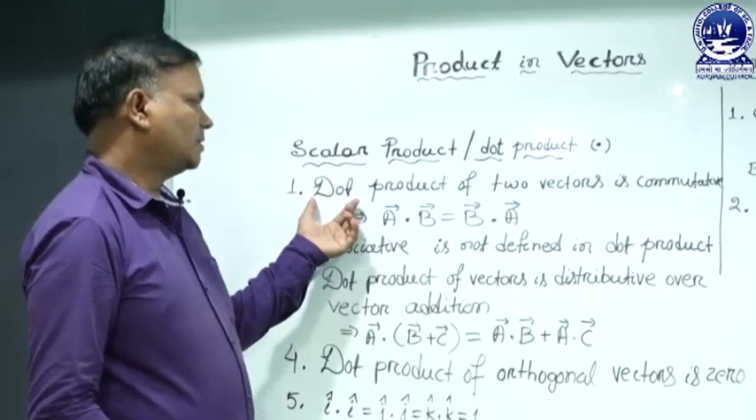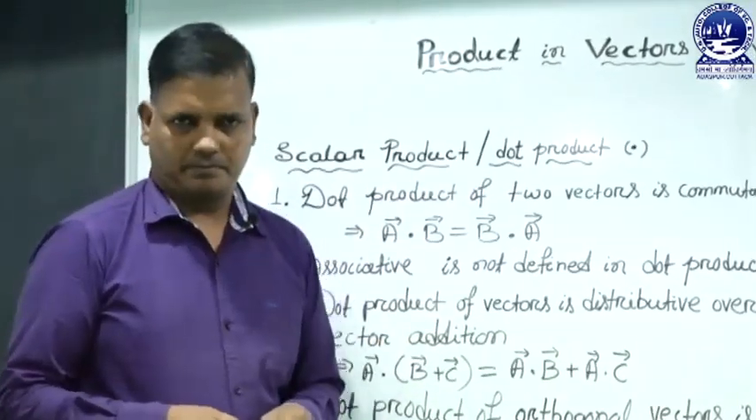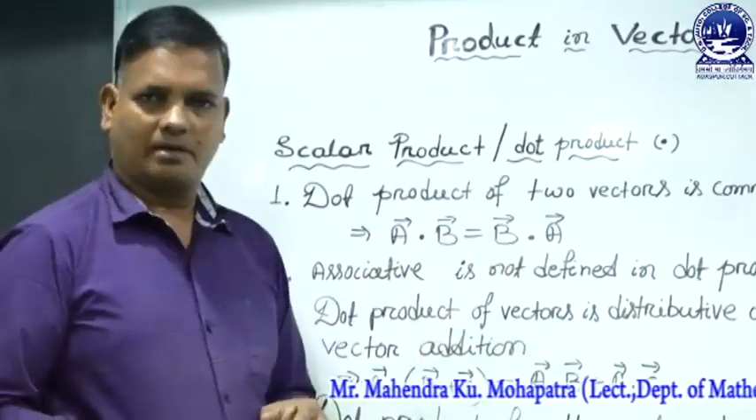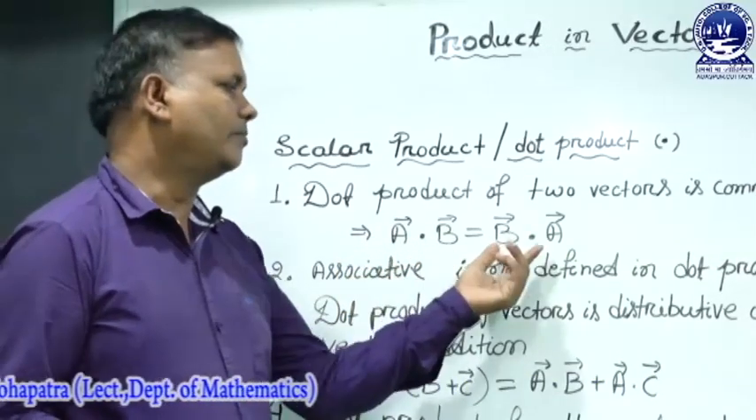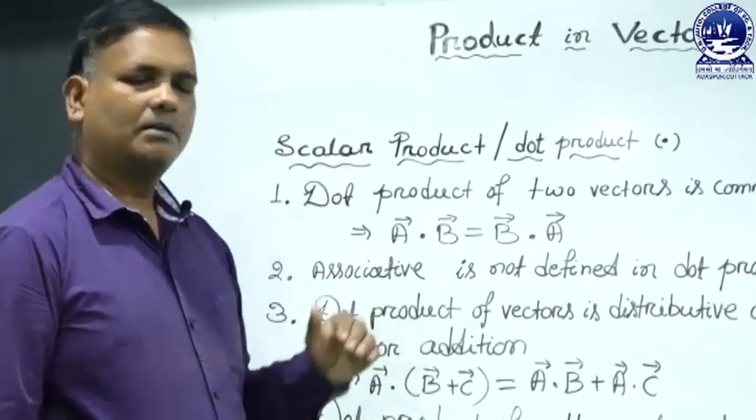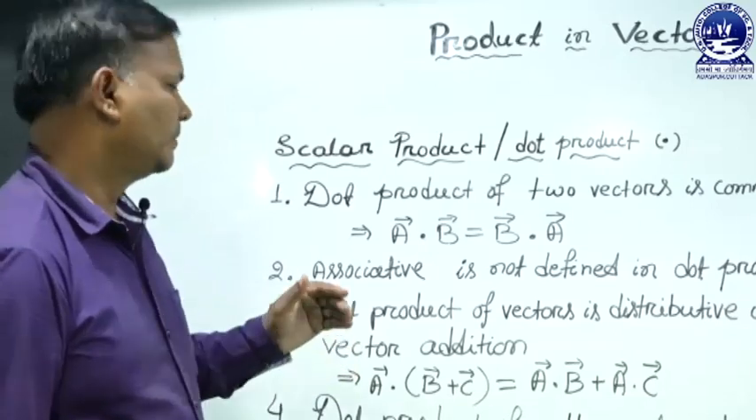Next, we discuss the properties of the scalar product and vector product. The first property is that the dot product of two vectors is commutative. That means A dot B is equal to B dot A. So the scalar product, or dot product, of two vectors is always commutative.